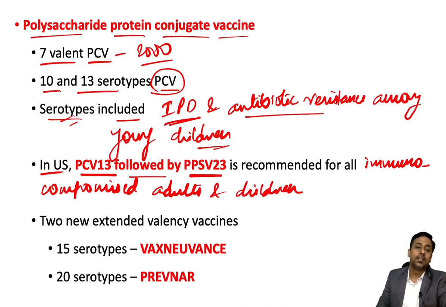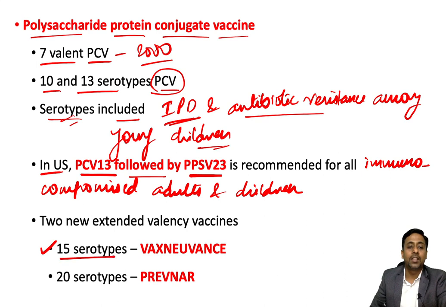And again, there are two new extended valency vaccines available. The first one contains 15 serotypes and the other one contains 20 serotypes. The first one is Vaxneuvance and the second one is Prevnar. So these two are also available right now.